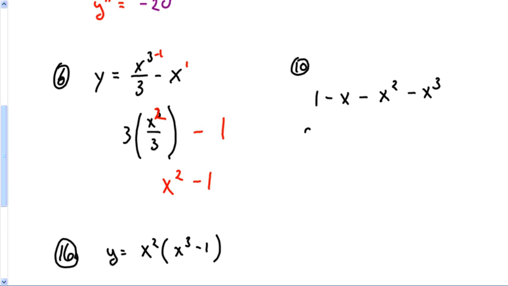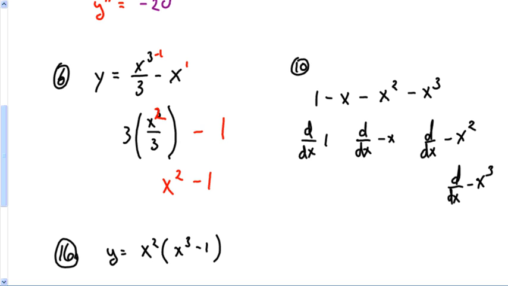So this is the derivative. What you're doing is you're taking the derivative of 1, the derivative of negative x, the derivative of negative x squared, and, run out of room, the derivative of negative x cubed. And that's all you've got to do when you've got something like that. So the derivative of 1 is 0. Derivative of negative x is negative 1. The next one would be negative 2x. And then the last one would be negative 3x squared.